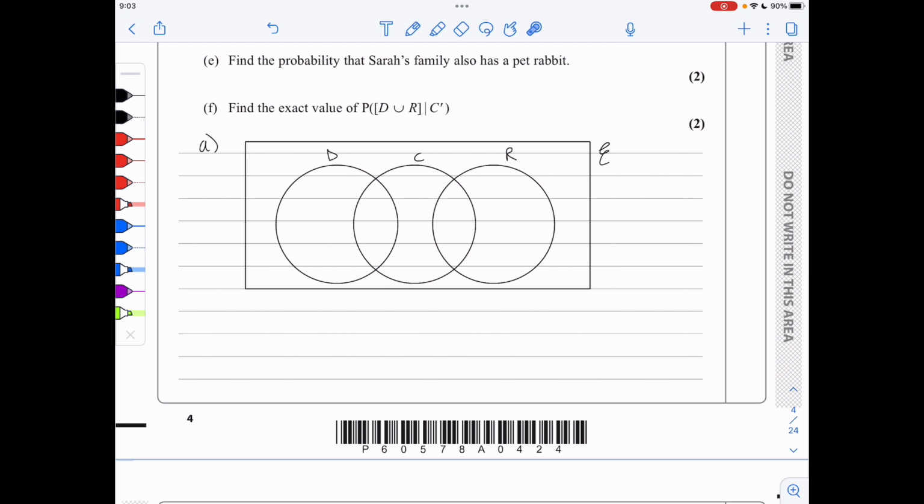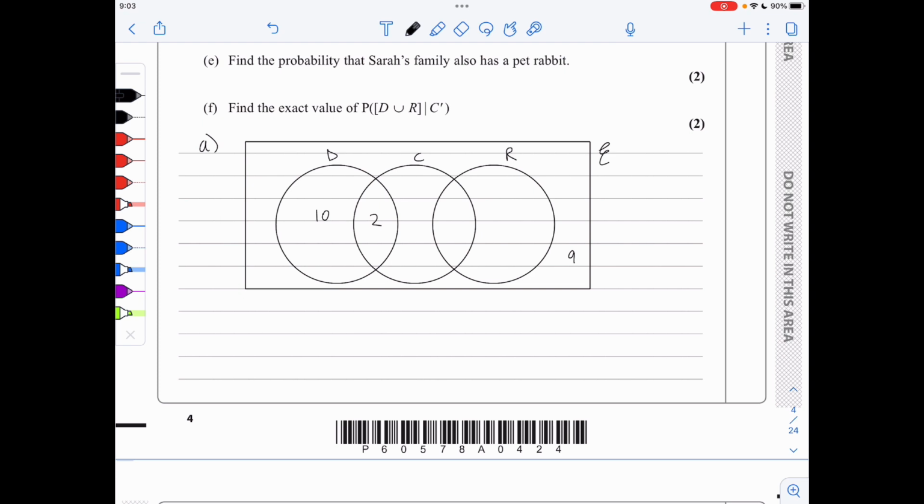We are told that there are 2 families that had both a dog and a cat, so 2 will go in the intersection between D and C. We are told that 12 families had a dog, so 12 is the total for D, so that means that I've got 10 in the only D section. We had 9 families with none of these animals as pets, so 9 goes outside.